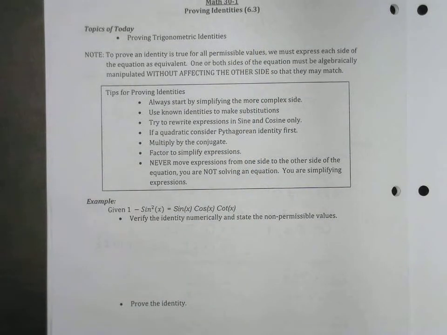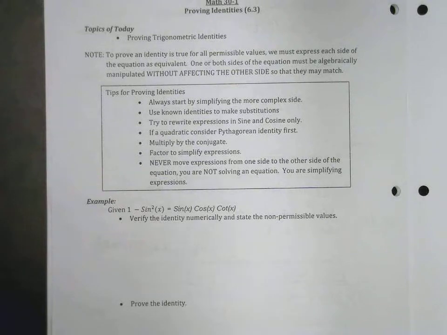All right, 6.3, proving identities. Proving trigonometric identities is what we're going to focus on today. To prove an identity is true for all permissible values, we must express each side of the equation as equivalent. Both sides of the equation must be algebraically manipulated without affecting the other side so that they match. So that is the goal.